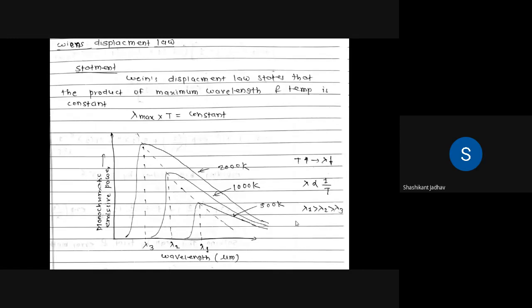Okay, so from this diagram we have to understand the calculation, that is lambda max into T is equal to constant. That means if you take the product of maximum wavelength and temperature at any location, it will be constant. What is the meaning of Wien's displacement law? The product of maximum wavelength and temperature is constant. Okay, so lambda max into T is equal to constant. This is the equation for Wien's displacement law.